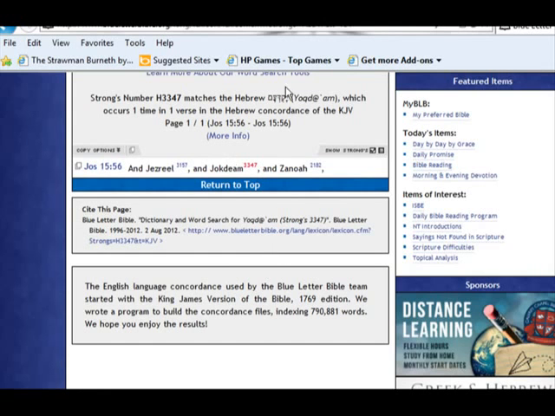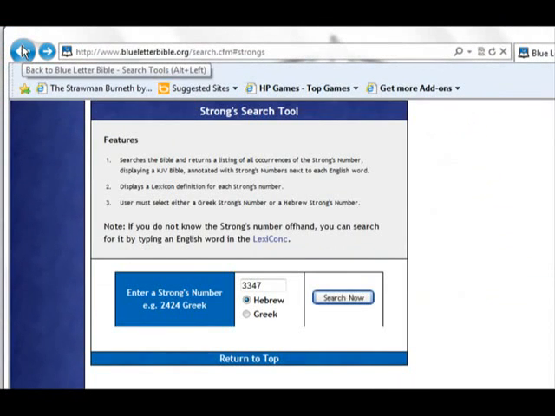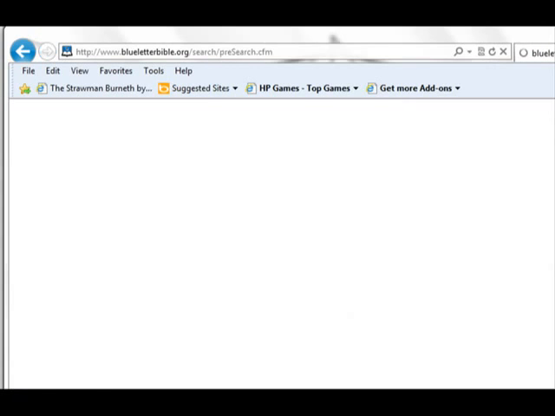That's the number there. It's called the Blue Letter Bible. It's okay for doing numbers like this. I wouldn't recommend it for anything else. So there's your number there, 3347. And the other number is 7409. So put that in. 7409. That's the right number though. 7409.